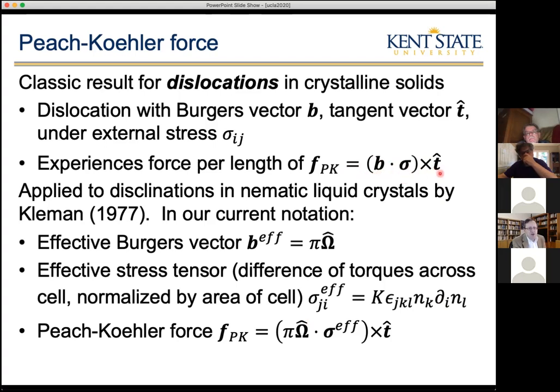We can do something similar with disclinations in nematic liquid crystals, right? We can say there's something analogous to the Burgers vector. This omega thing is analogous to the Burgers vector. There is something analogous to the stress tensor. That is a situation where you are applying different torques on the top and bottom of a cell. If you take that combination, cross the tangent vector, you get a Peach-Koehler force on the disclination.